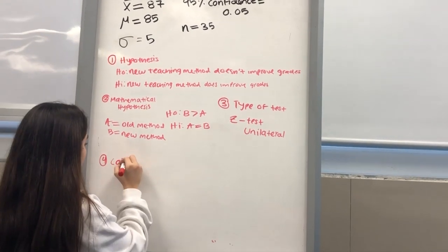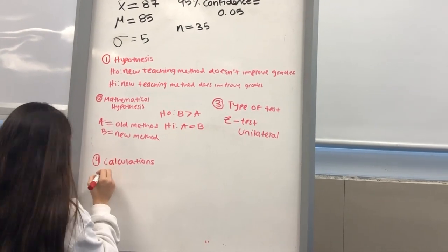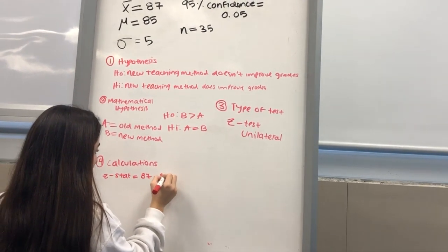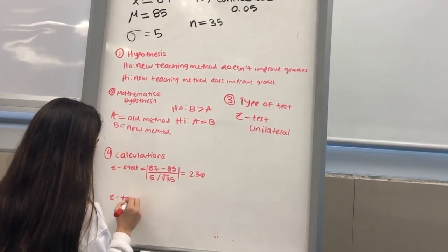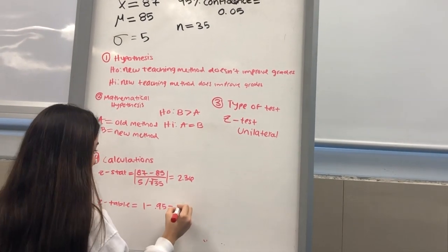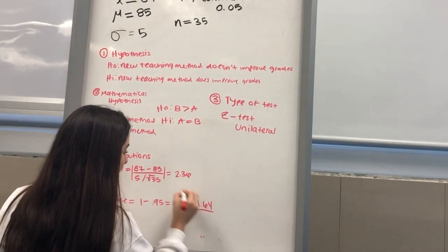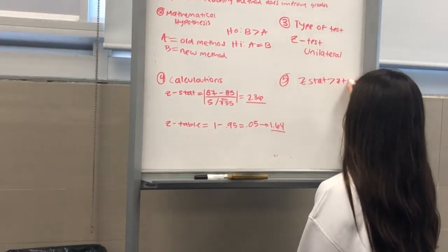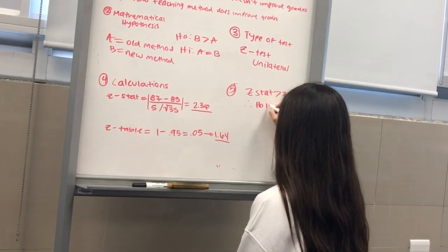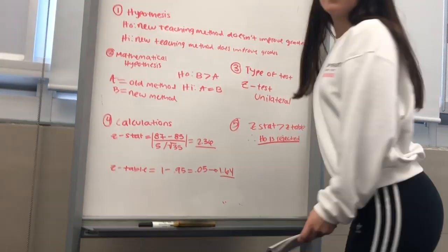Our fourth step is to do our calculations. You measure your Z-stat with the formula we previously explained, and our answer is 2.36. Then you do the Z-tables and calculate it with the formula, so you have 1 minus 0.95, which is the confidence that is given to you in the problem, and then you search that in your Z-tables, and you have your answer. Our fifth step is to compare our answers in the fourth step, and we concluded that the Z-stat is greater than the Z-tables. Therefore, our null hypothesis is rejected.